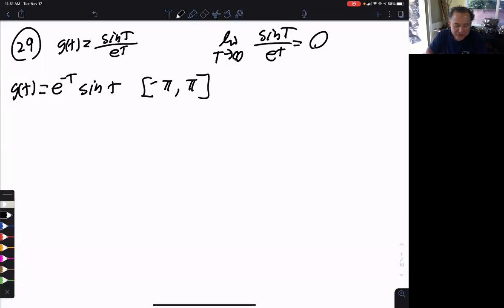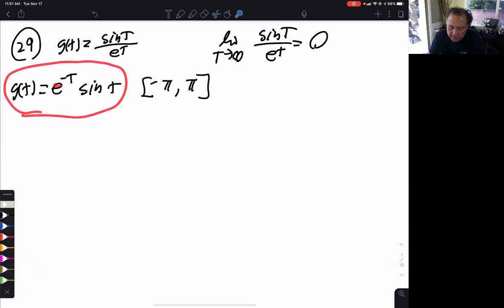So this is chapter 4, section 3. They want us to graph this function, but the negative puts that on the bottom, so we have that.